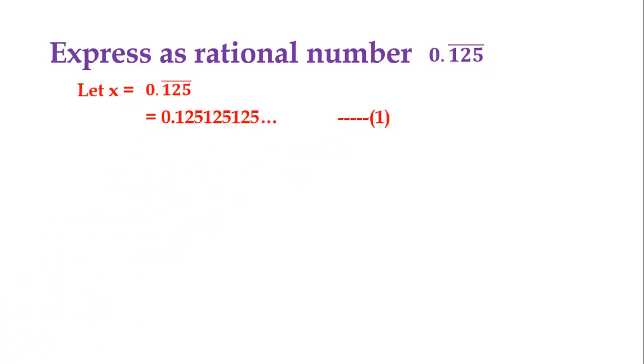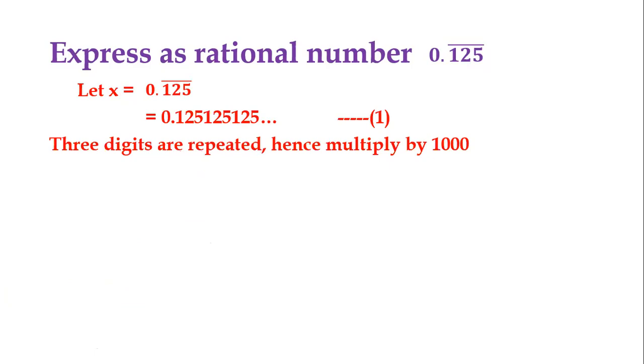So what is the meaning of this? 0.125125125 and so on. I am going to take this as equation 1. Here three digits are repeated, so I am going to multiply by 1000. So this is 1000x equal to 125.125125 and so on. I am going to move three digits to the left hand side and keep the other digits 125, 125, 125 and so on.